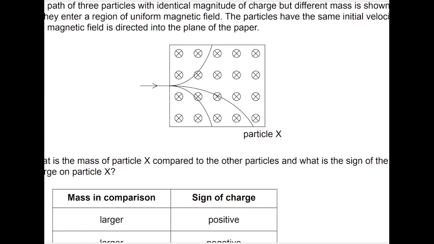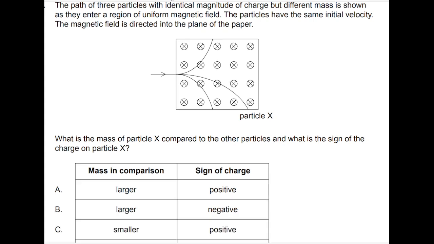Question number 17. So we have the path of three particles with identical magnitude of charge but different mass, as shown, as they enter a region of uniform magnetic field. The particles have the same initial velocity. The magnetic field is directed into the plane of the paper.